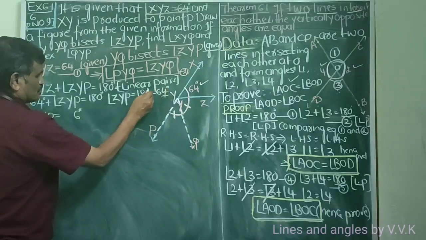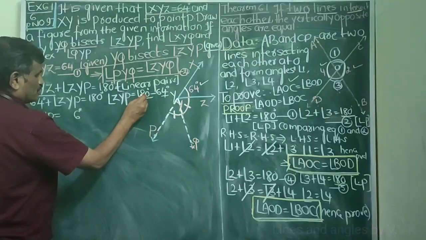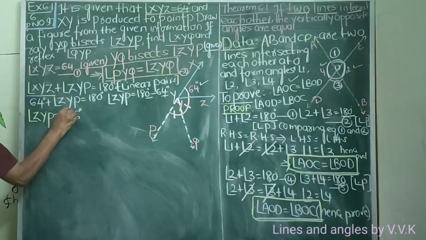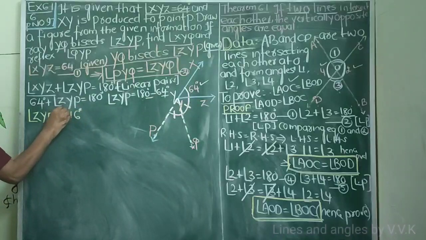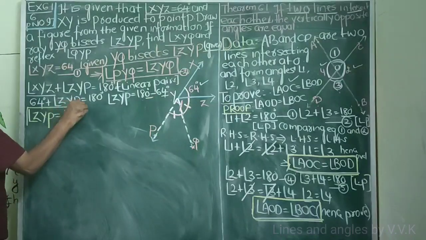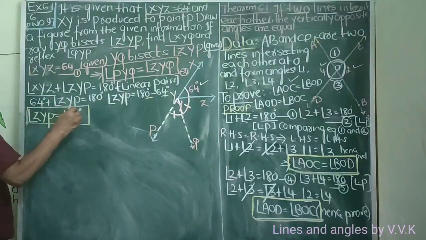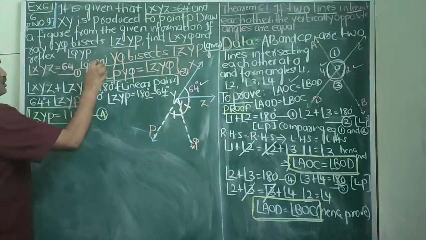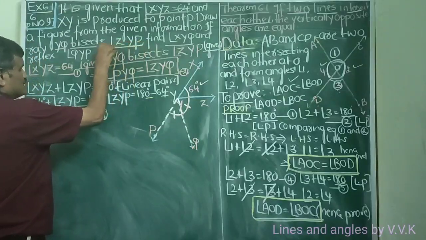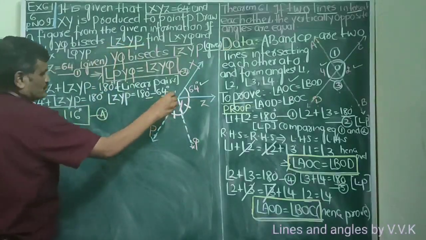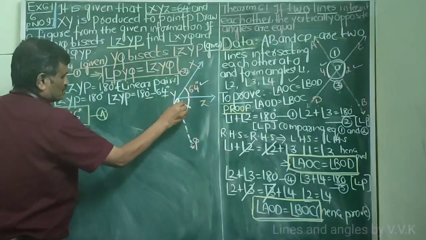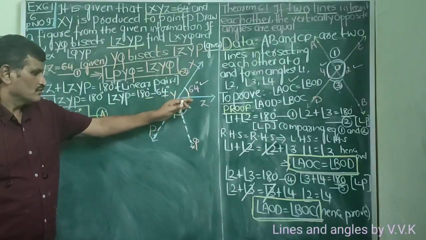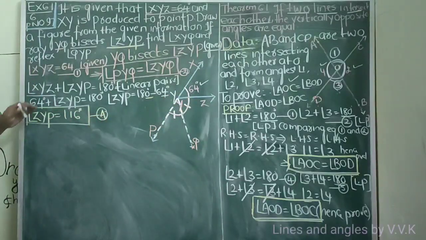So what remains here is 1. If I take the 1 here, 7 minus 6 is again 1, and this will be 1 again. So what I got here is ZYP is equal to 116. So this is my first solution that I got. What they asked is ZYP, and if I have to find ZYP, then this plus this should be 180, and so what I got here is 116. Now the first part is over.